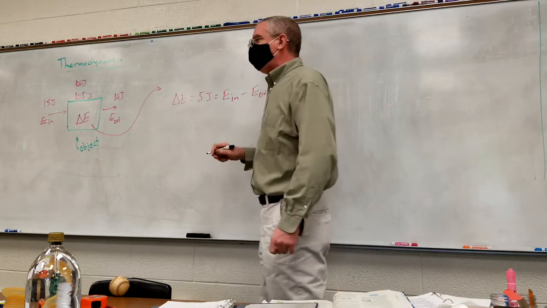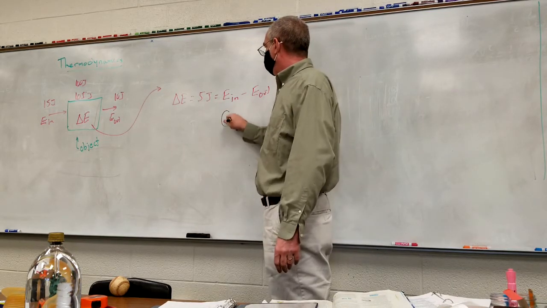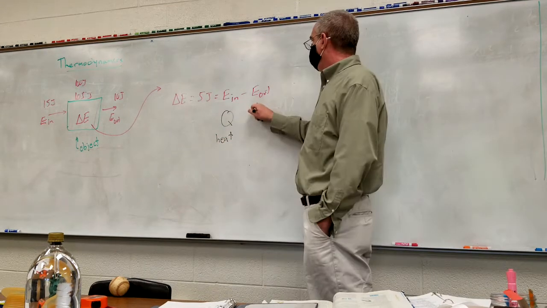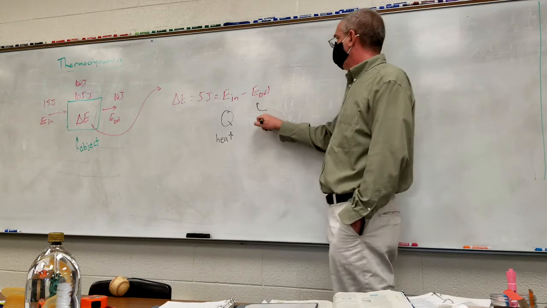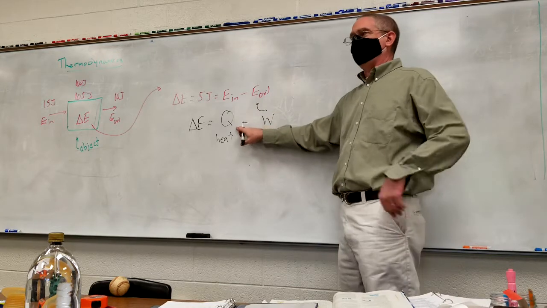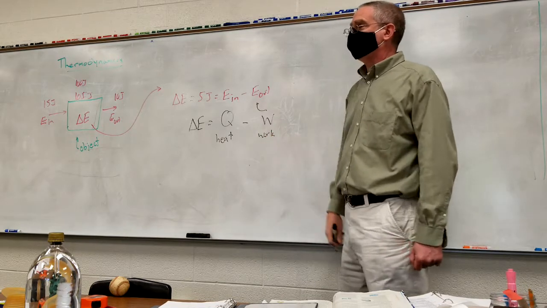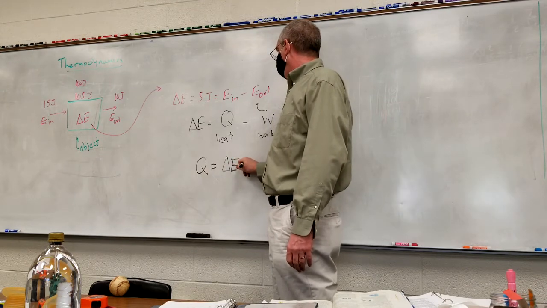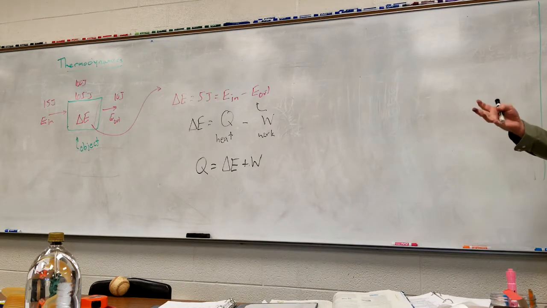energy out. Now, energy in, of course, we can't just call it energy in. We've got to call it something else. We call that heat, symbolized by the letter Q. Energy out, well, how do you get rid of energy? How do you expend energy? Well, you expend energy by doing work. So this is work. So the change in energy is equal to the heat, which is energy transferred into something, minus the work done by the object. And so we can rewrite that as the heat is equal to the change in energy plus the work done.